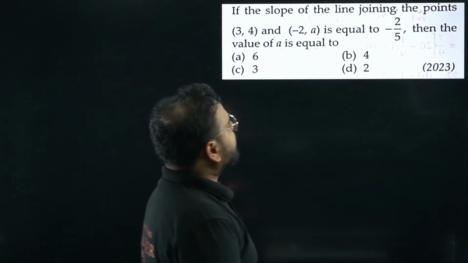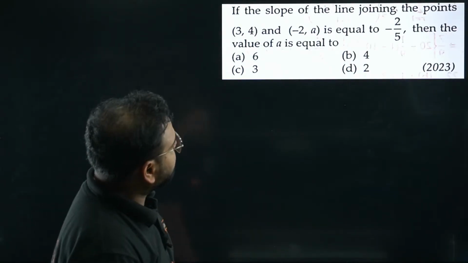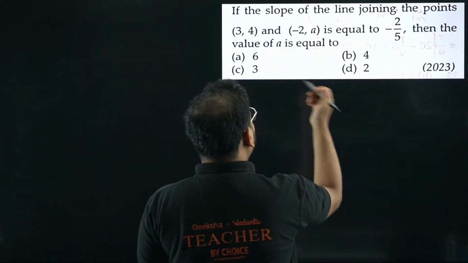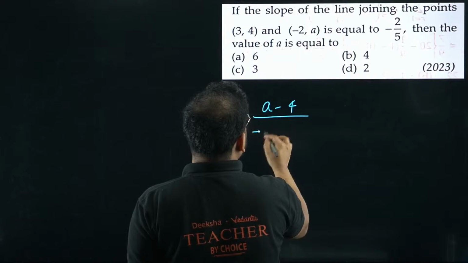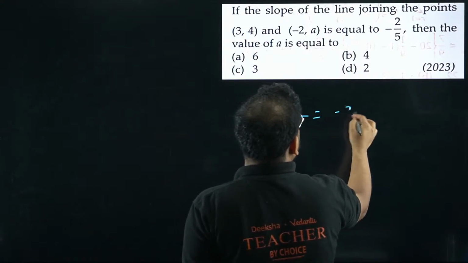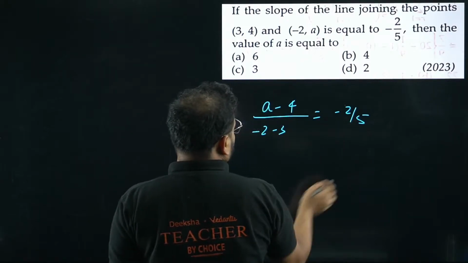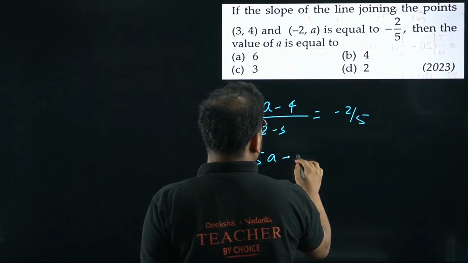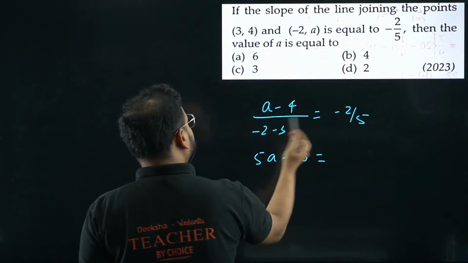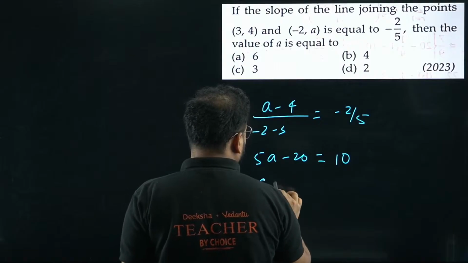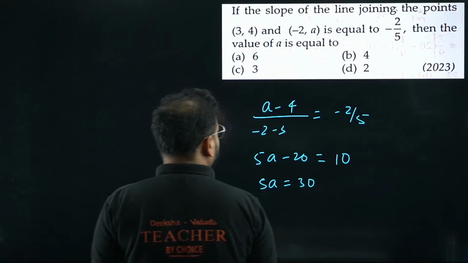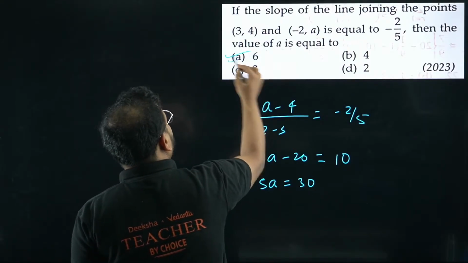If the slope of the line joining the points (3, 4) and (a, -2) is given as -2/5, what is the value of a going to be? Very simple, sir. (a - 4) divided by (-2 - 3) should be equal to -2/5. Cross multiply, I get 5a - 20 equals, here -5 becomes 10. Okay, I have 5a equals 30. It means the value of a is 6, option A.